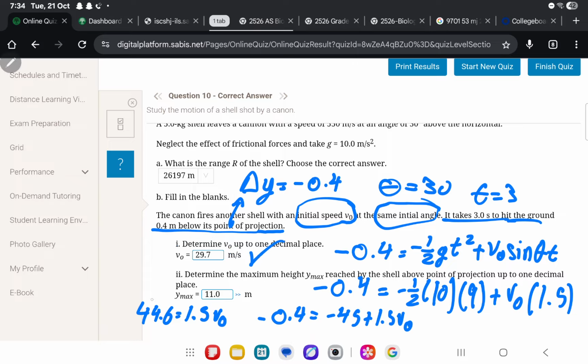Now, with an equation solver, you don't even need to do these steps. Plug this in straight away. Just plug this into your equation solver, leave V0 as x, and you'll get the answer. Done. You don't even need to do anything.